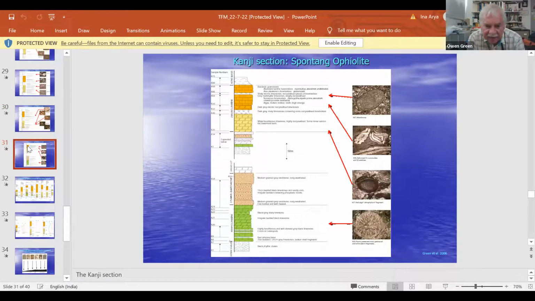Yeah, Kanji section again, heavily deformed there, and particularly in the limestones at the top, you can see there's some breaks in the sedimentation in there as well. If we then go on to the next slide, please. So we took all of this information and we put it together. Yeah, next one.